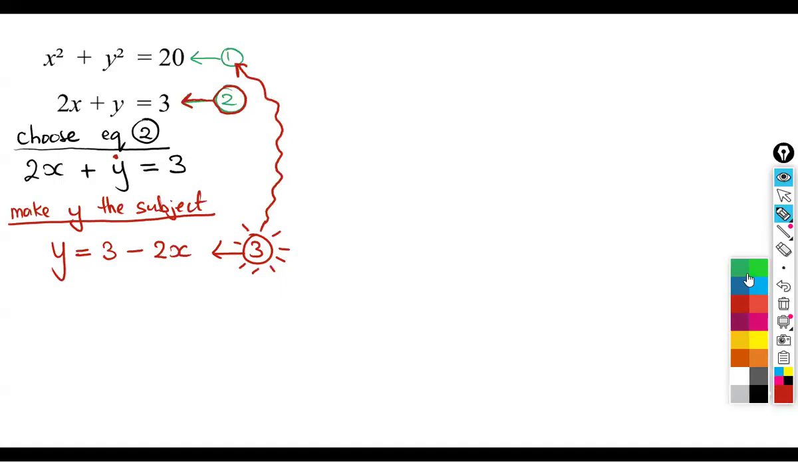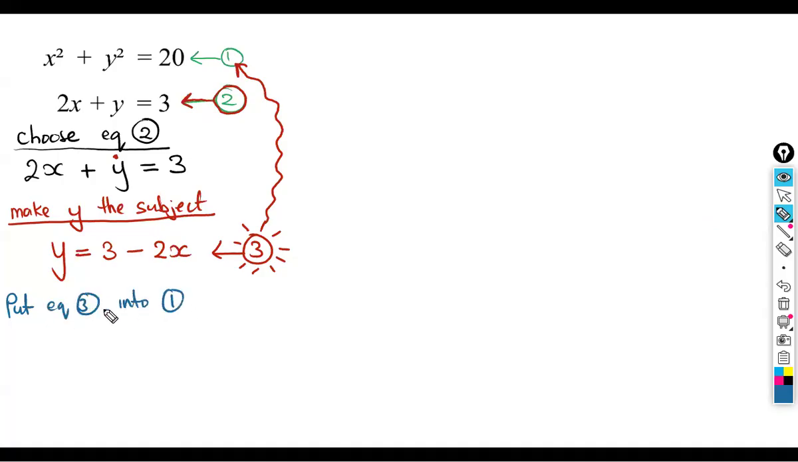So let's tell the examiner that we're going to put equation 3 into equation 1 this time, because that's the equation we didn't use. And so wherever we see the letter y, we have to replace it with 3 minus 2x in brackets. x squared plus, in brackets, 3 minus 2x squared is equal to 20.